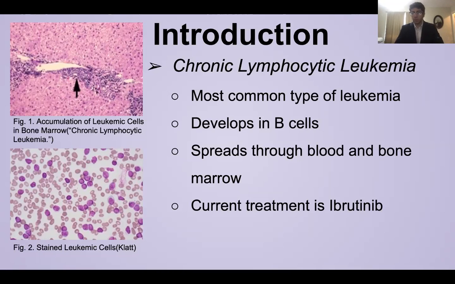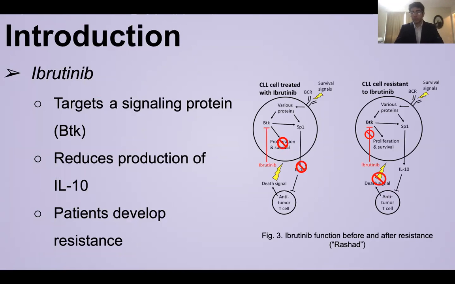Now, the current treatment for chronic lymphocytic leukemia is a drug named ibrutinib. Ibrutinib targets a signaling protein downstream of the B cell receptor called BTK that allows these cancerous cells to survive and to proliferate. So by targeting BTK, this in turn halts the survival and the proliferation of these cancerous cells. Ibrutinib also reduces the ability of CLL to secrete a factor called IL-10, which is a cytokine that doesn't allow the immune system to fight off the cancer. So by inhibiting IL-10 production, this in turn allows the immune system to combat chronic lymphocytic leukemia.